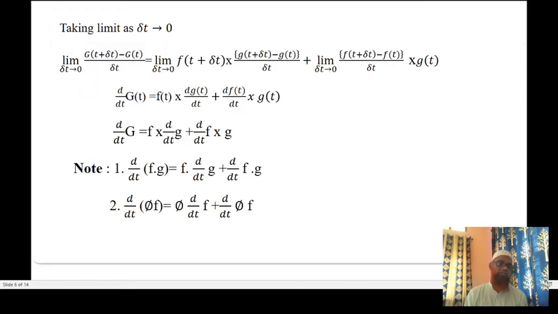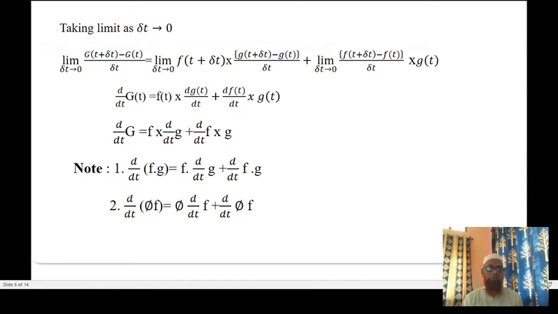By the definition of derivative, the left hand side equals d by dt of G of t, and the right hand side is f of t cross d by dt of g of t plus d by dt of f of t cross g of t. Therefore d by dt of f cross g equals f cross dg by dt plus df by dt cross g. So the derivative of a cross product is f cross dg by dt plus df by dt cross g.